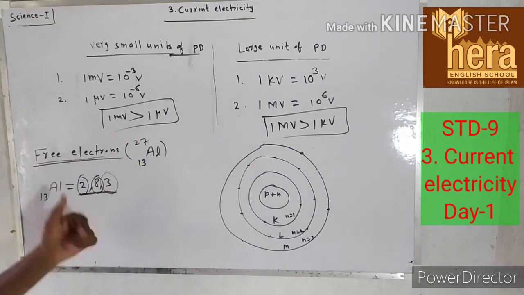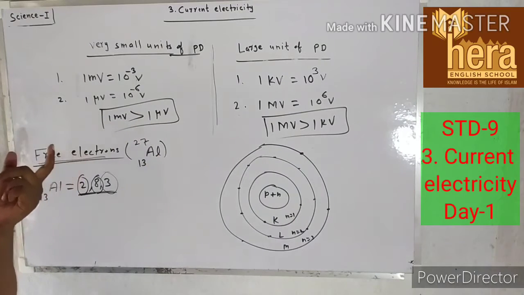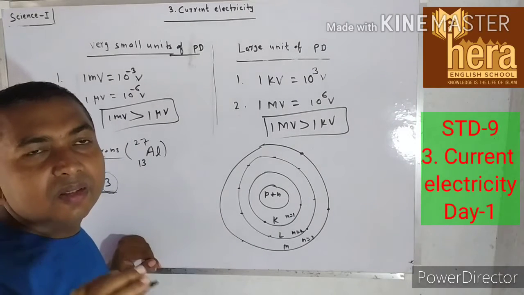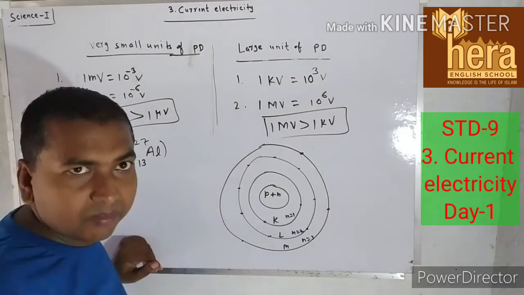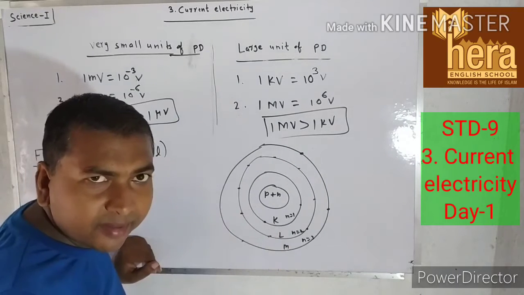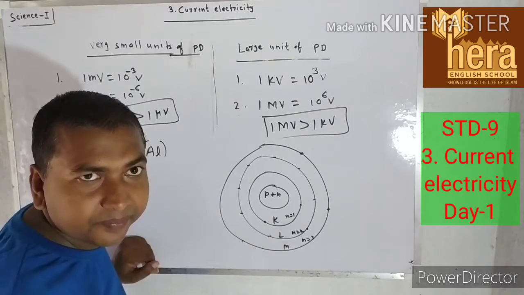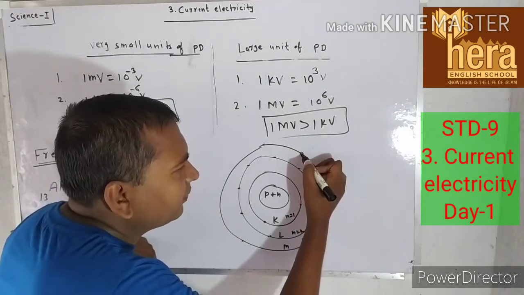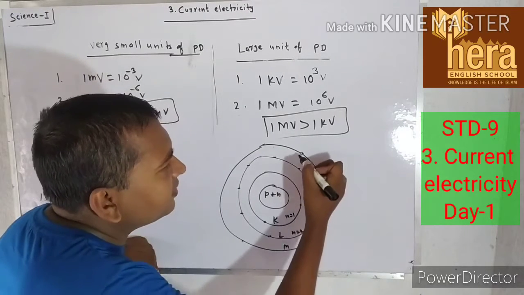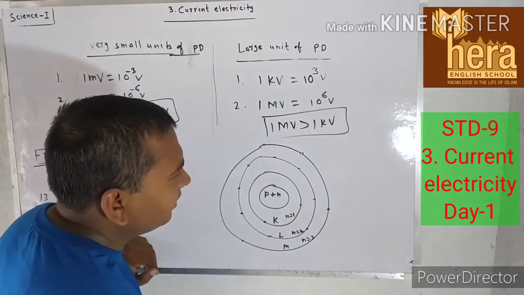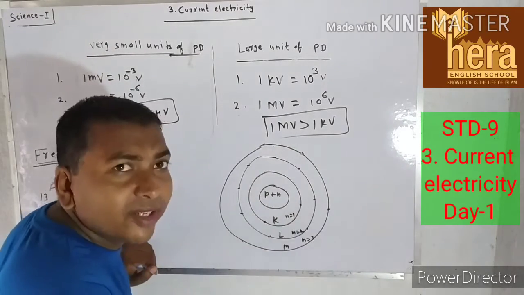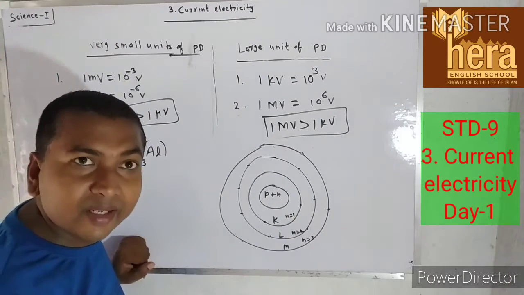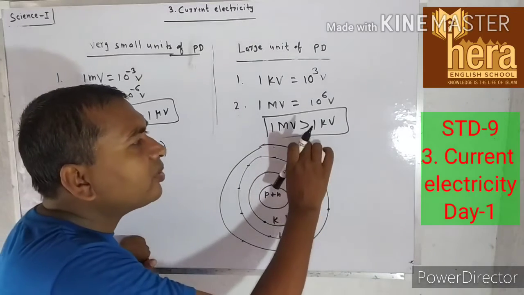Then free electrons means the outermost electrons of any metallic atom. Aluminium is a metal, right? So this is the outermost orbit, and these are the electrons 1, 2, 3. These electrons are loosely bonded to the nucleus, because in the case of metals, electrons are free.